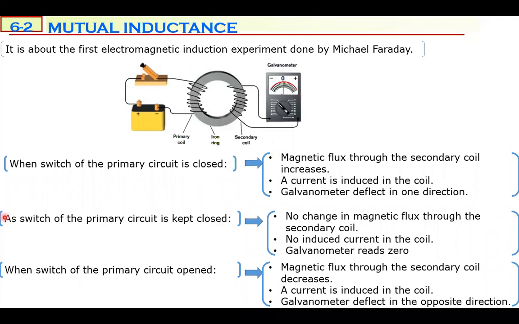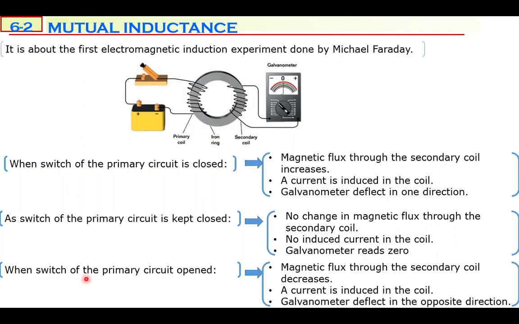But if you keep the switch of the primary circuit closed for a long time, the current on the primary coil becomes constant. If the current is constant, the magnetic field produced by the primary coil is constant. If the magnetic field is constant, the magnetic flux through the secondary coil is constant. If the magnetic flux is constant, there is no change in magnetic flux, so there is no induced current. That's why the galvanometer reads zero.